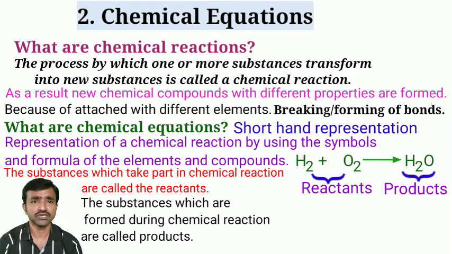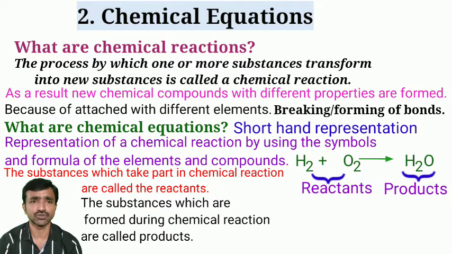The reactants and products are separated by a symbol that indicates the direction of the change. We use an arrow whose head is directed towards the change. Hydrogen and oxygen are represented with their respective molecular formulas, H2 and O2. If you have more than one reactant, they can be separated using a plus symbol. So we write the reactants as H2 plus O2, and then the product is H2O.